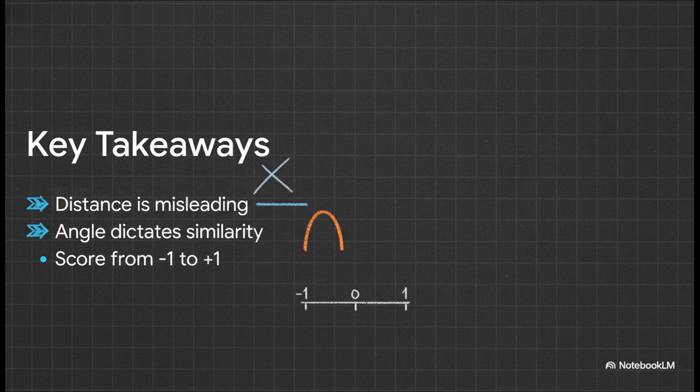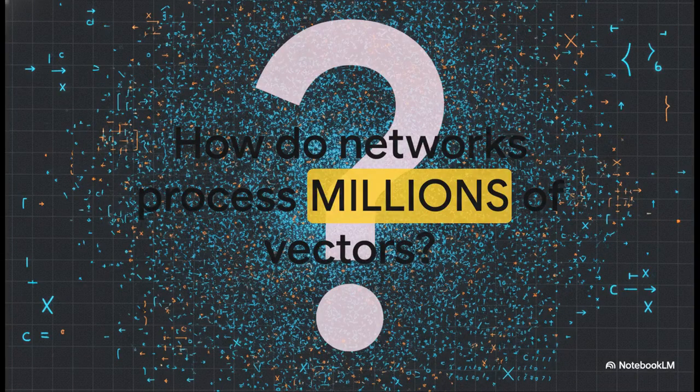So now that we've mastered comparing just 2 vectors, it leaves us with a fascinating final question for our next explainer. How on earth do neural networks efficiently process and transform millions of these arrows simultaneously without grinding completely to a halt? Well, the answer is matrix multiplication, and understanding it unlocks a whole new level of AI capability.